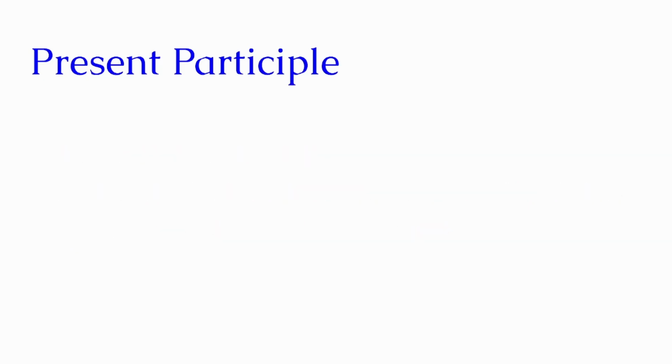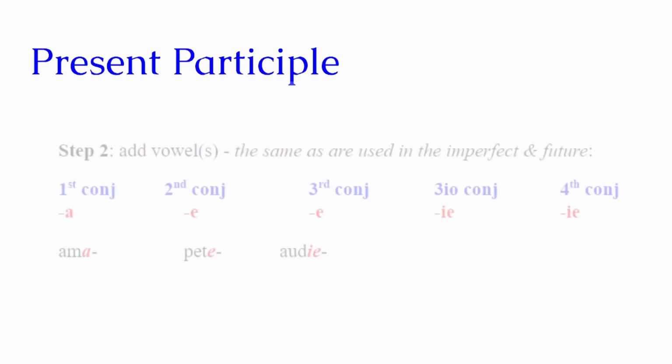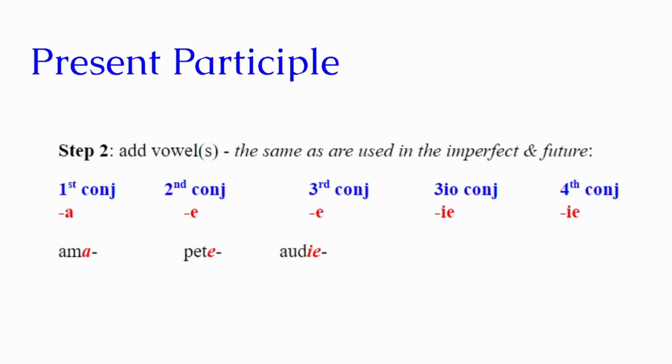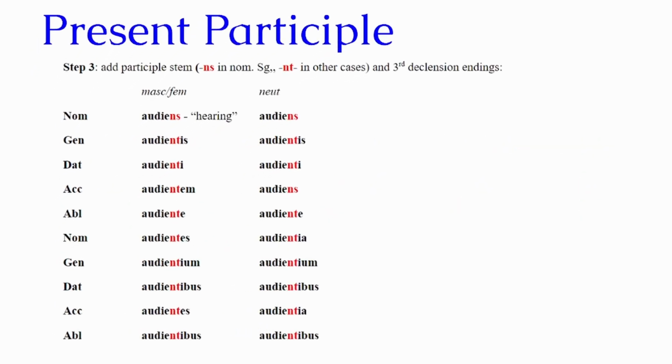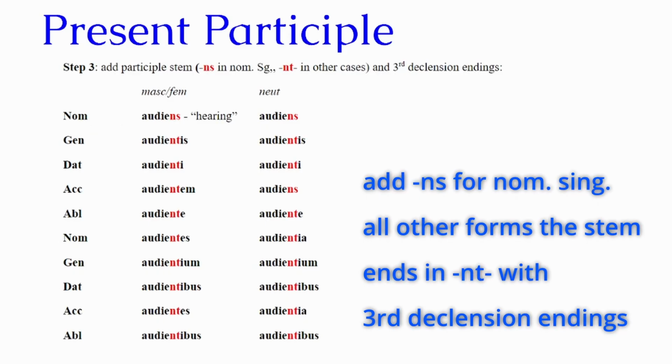Second step, you have to add theme vowels, and these are the same theme vowels that we use in the imperfect tense: A, E, E, I-E, I-E. Again, this should look pretty familiar to you so far. So a first conjugation verb like amo is going to be ama. A third conjugation verb like peto, pete. Fourth conjugation, audie. The third step, this is the part where it gets a little different. The nominative singular, you add ns to that stem with the theme vowels on the end.